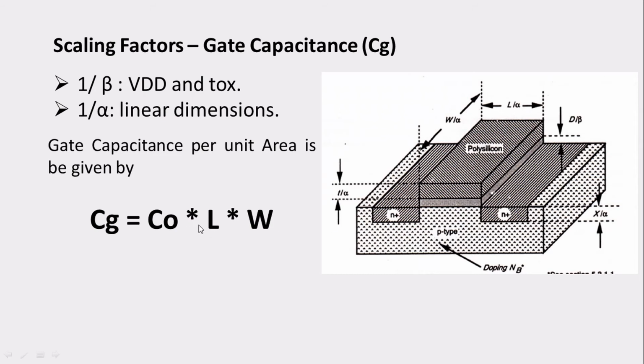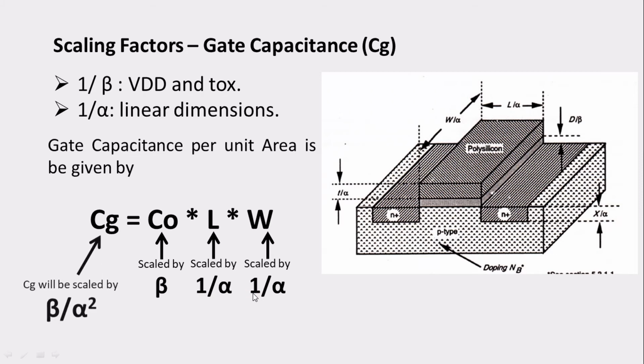It is C naught into L into W. As we know, the C naught scaling factor is beta, length is 1 by alpha, and width is also 1 by alpha. Beta into 1 by alpha into 1 by alpha will give us beta by alpha square. So the scaling factor for gate capacitance is beta by alpha square.